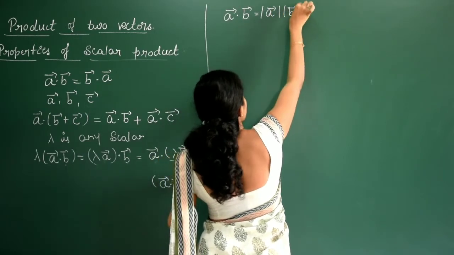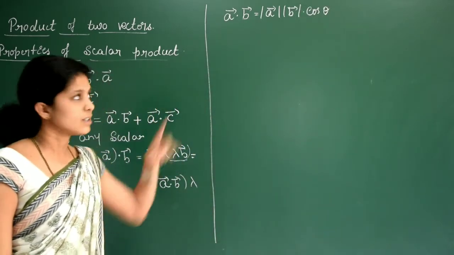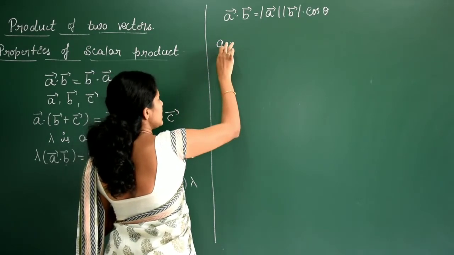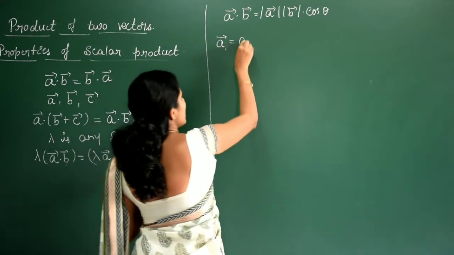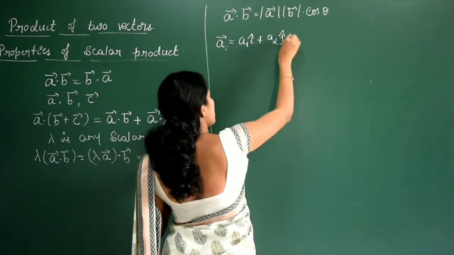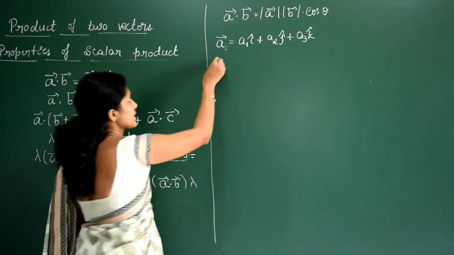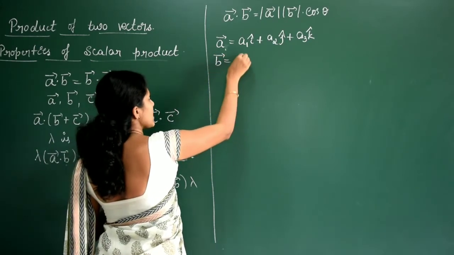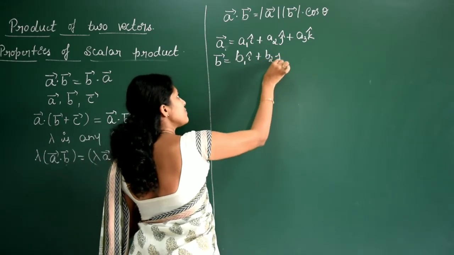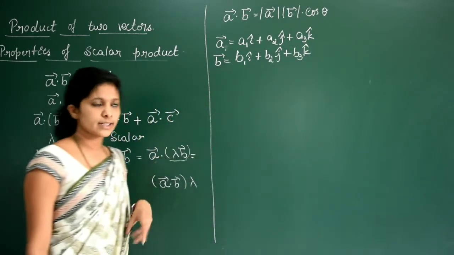Magnitude of B vector into cos theta, where theta is the angle between two vectors, A vector and B vector. I will first consider A vector equal to A1 i cap plus A2 j cap plus A3 k cap. So this is the first vector. We will consider the second vector, B vector, equal to B1 i cap plus B2 j cap plus B3 k cap. These two vectors we have considered.